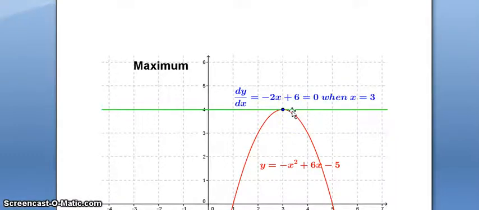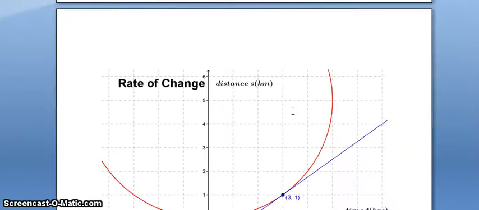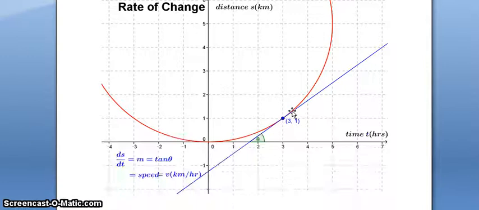The second use of the derivative is to calculate the rate of change in, for example, a distance-time graph. The derivative gives the instantaneous rate of change, that is, the instantaneous speed. So the tangent to the curve gives the speed in kilometers per hour.